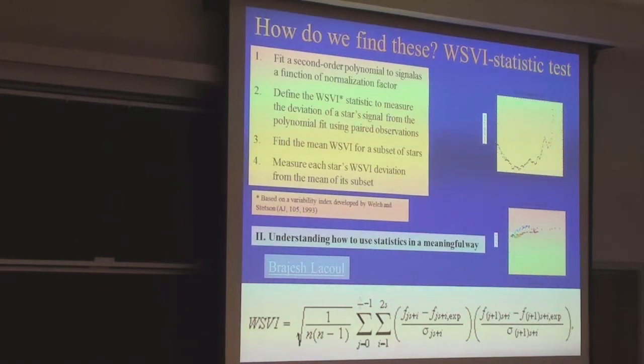Either with flare stars or the eclipsing binary stars, one of the things that you have to do is find them and understand whether they really are varying or not. And so we developed this technique that we call the Welch-Stetson variability index statistic test.